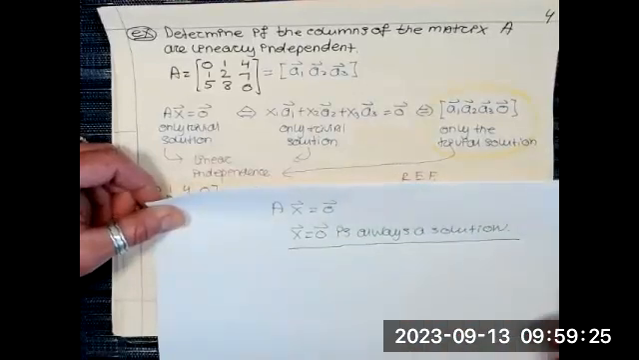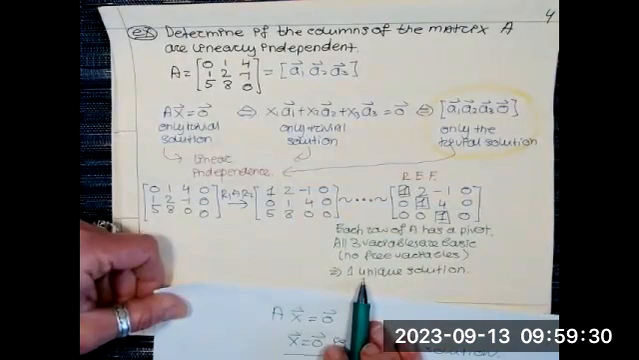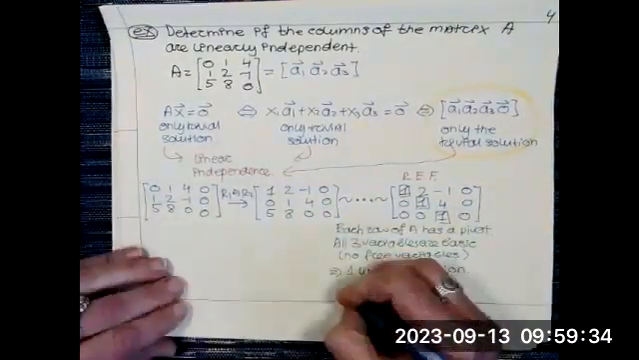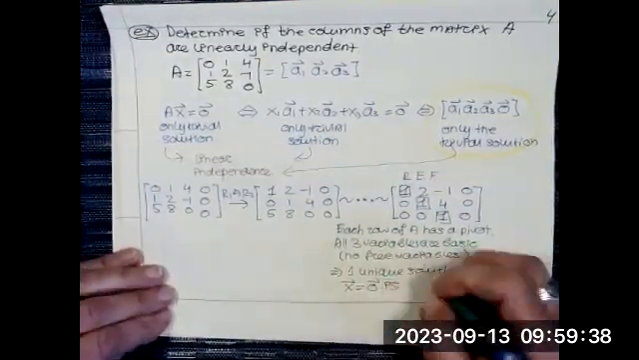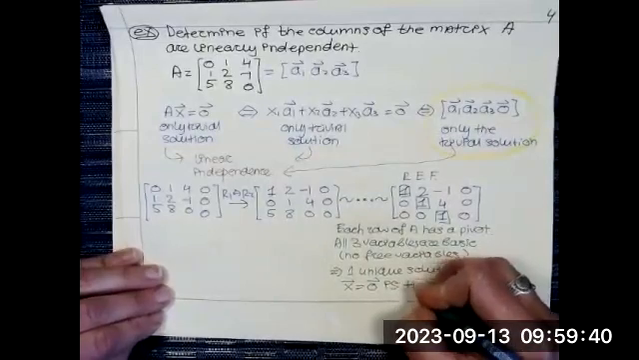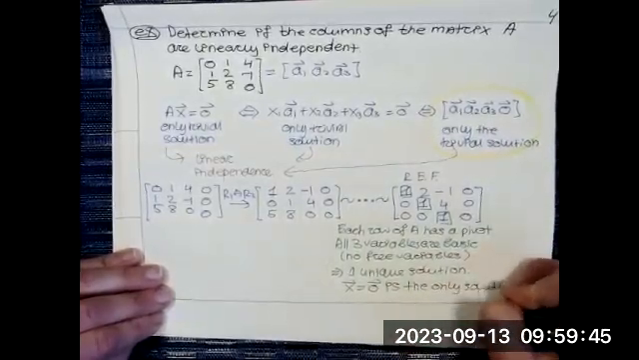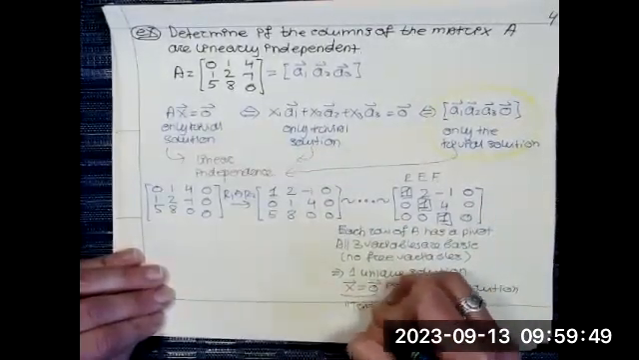And since I already know x equals 0 is a solution, here I know that I only have one unique solution. My trivial solution is going to be my unique solution. So x equals 0 is the only solution. So this is my trivial solution.